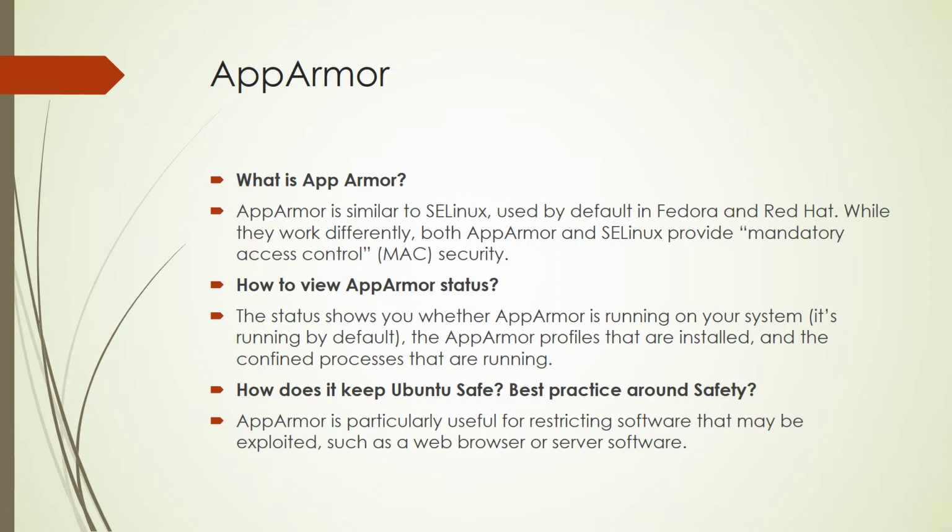So, let's say a vulnerability were discovered in Evince's PDF renderer and you opened a malicious PDF document that took over Evince, AppArmor would restrict the damage Evince could cause. In a traditional Linux security model, Evince would have access to everything you have access to. With AppArmor, it only has access to things that a PDF viewer needs access to.